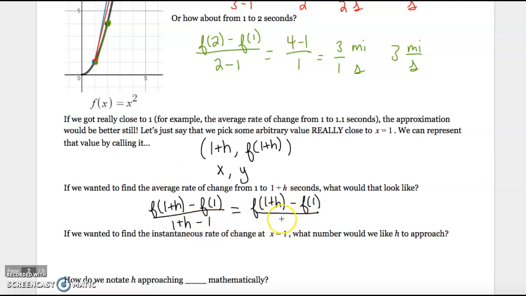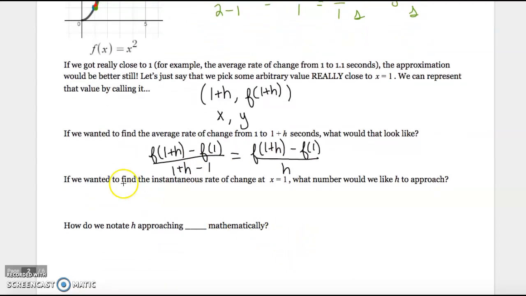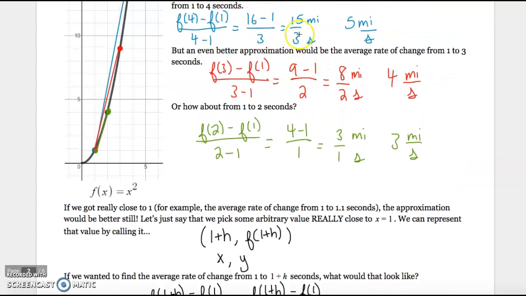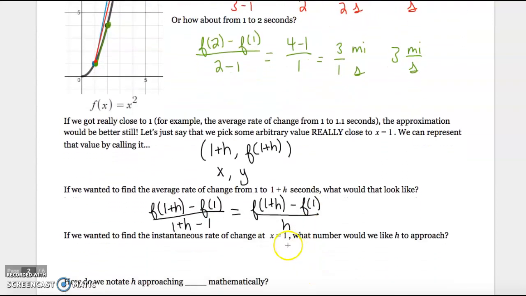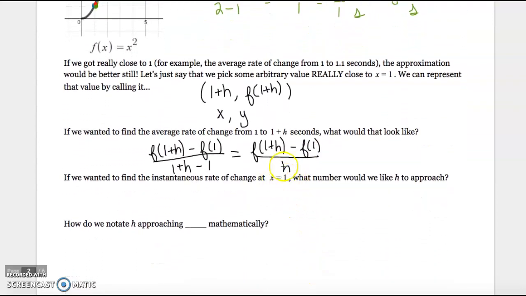1 plus h minus 1 would be h. If we wanted to find the instantaneous rate of change at 1, it would be really good if this number was really small. You see how it kept getting smaller? So it was 3 and then 2 and then 1. What value would I like this to approach, but never to actually equal? Hopefully, you said 0, right?